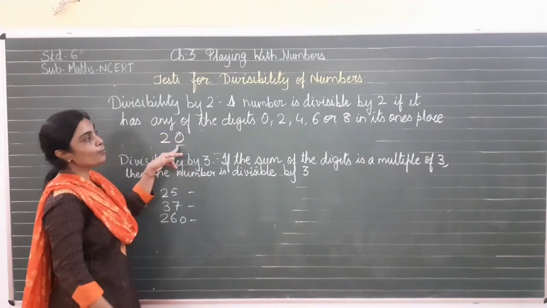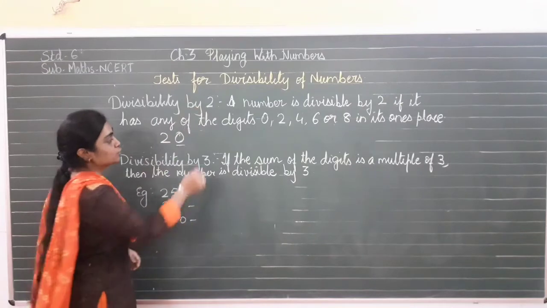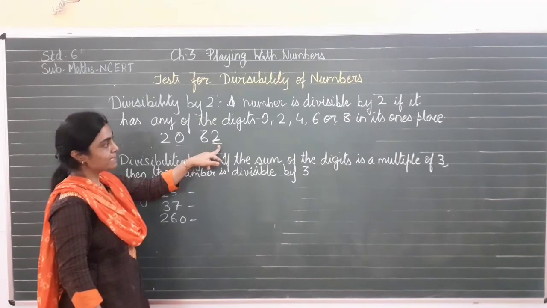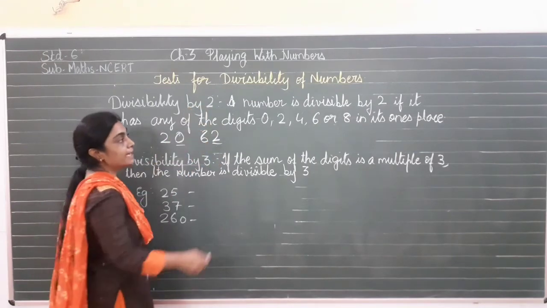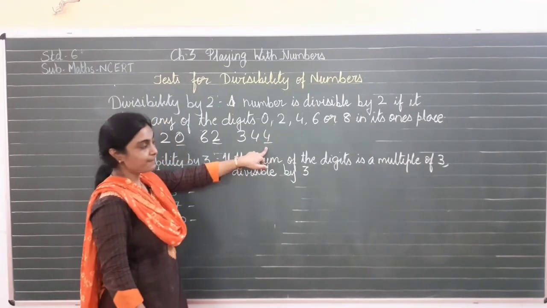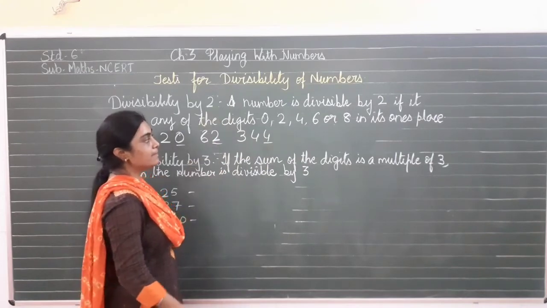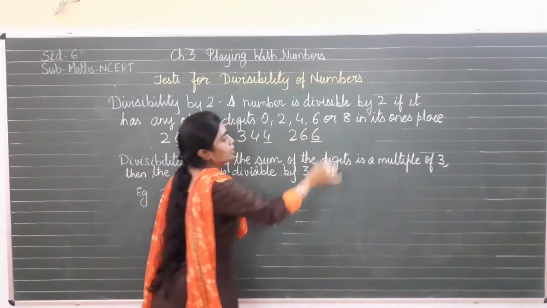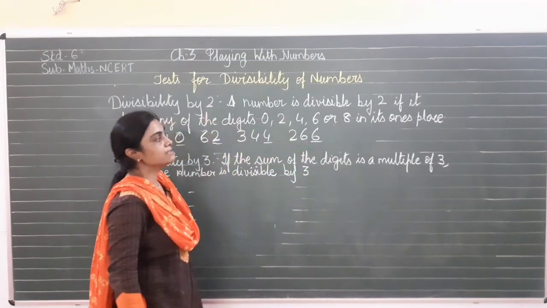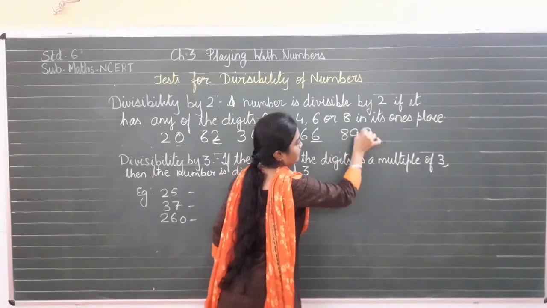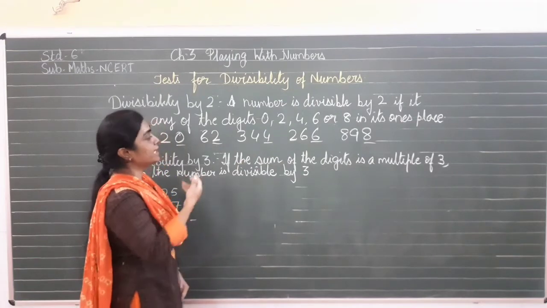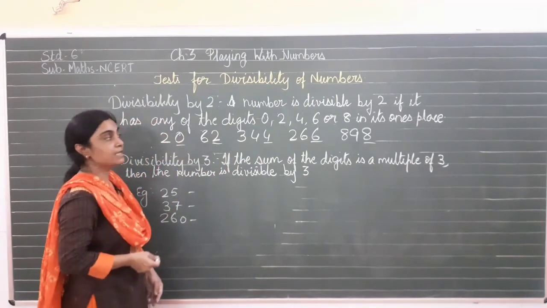20. 0 is at one's place, so 20 will be divisible by 2. 62. Again here 2 is at its one's place, so 62 will also be divisible by 2. 344. 4 is at its one's place, so 344 will be divisible by 2. 266. 6 is at one's place, so 266 will be divisible by 2. 898. Last digit, that is one's place, is 8. So 898 will be divisible by 2.